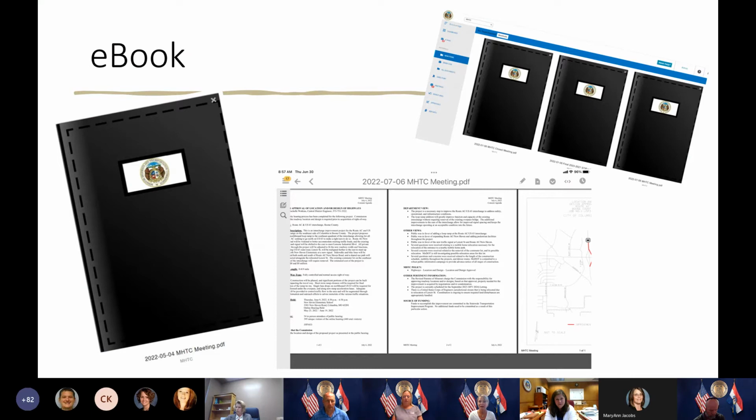The agenda item is now included in the eBook, which is prepared by the Commission Secretary Office and distributed to all MoDOT SMT members prior to the scheduled meeting. This allows for one more review before the agenda items are published for meeting consideration. Next slide.